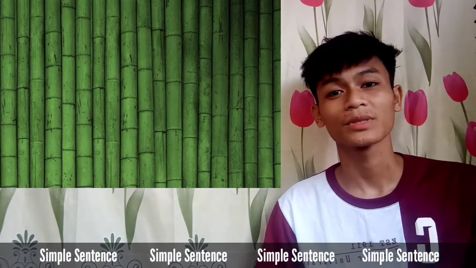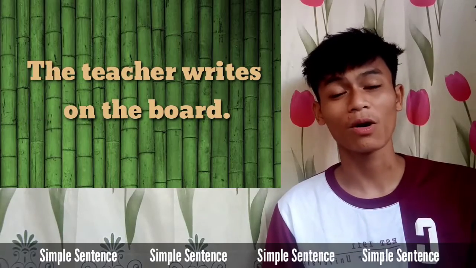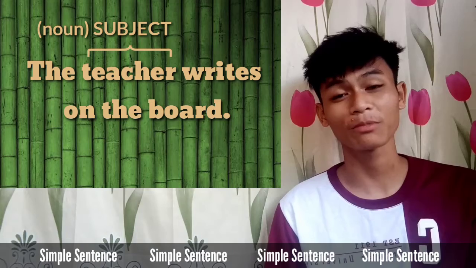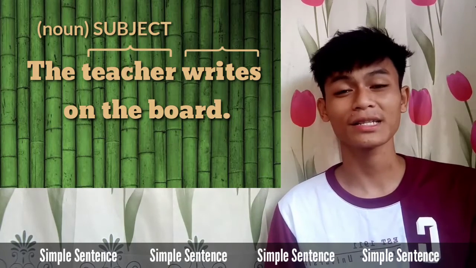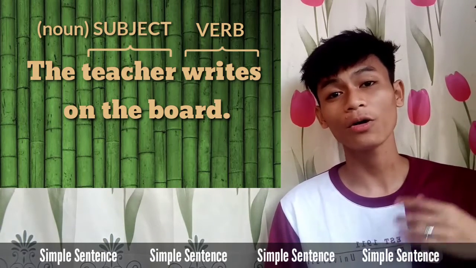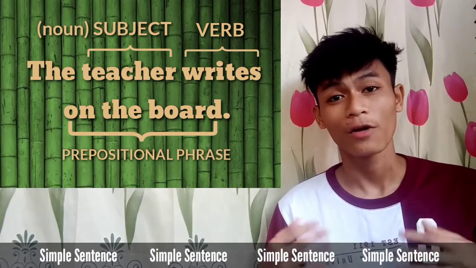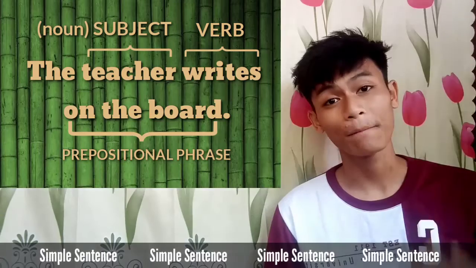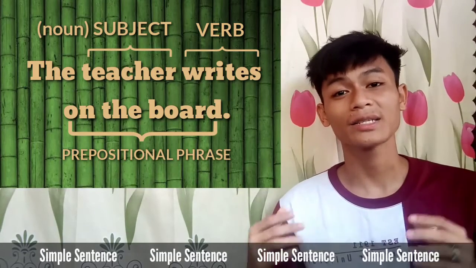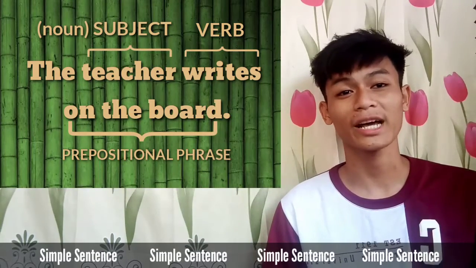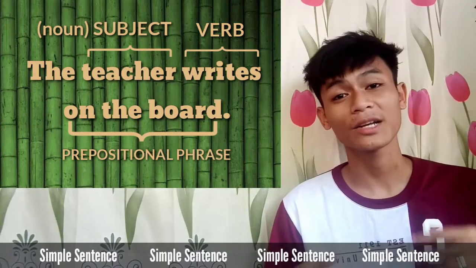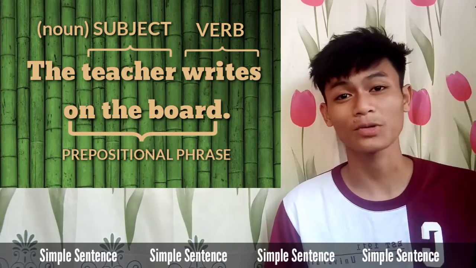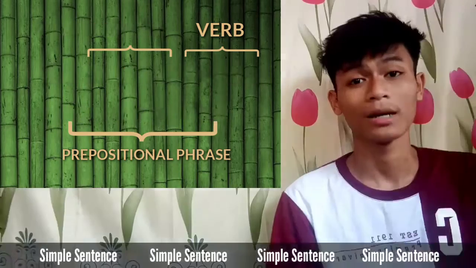Next example, the teacher writes on the board. The teacher here is a noun and it is our subject of the sentence. Writes is the verb, and on the board is our prepositional phrase. So writes on the board is our complete predicate. The sentence is composed of a subject and a complete predicate, and it has only one independent clause. Thus, the sentence is also a simple sentence.